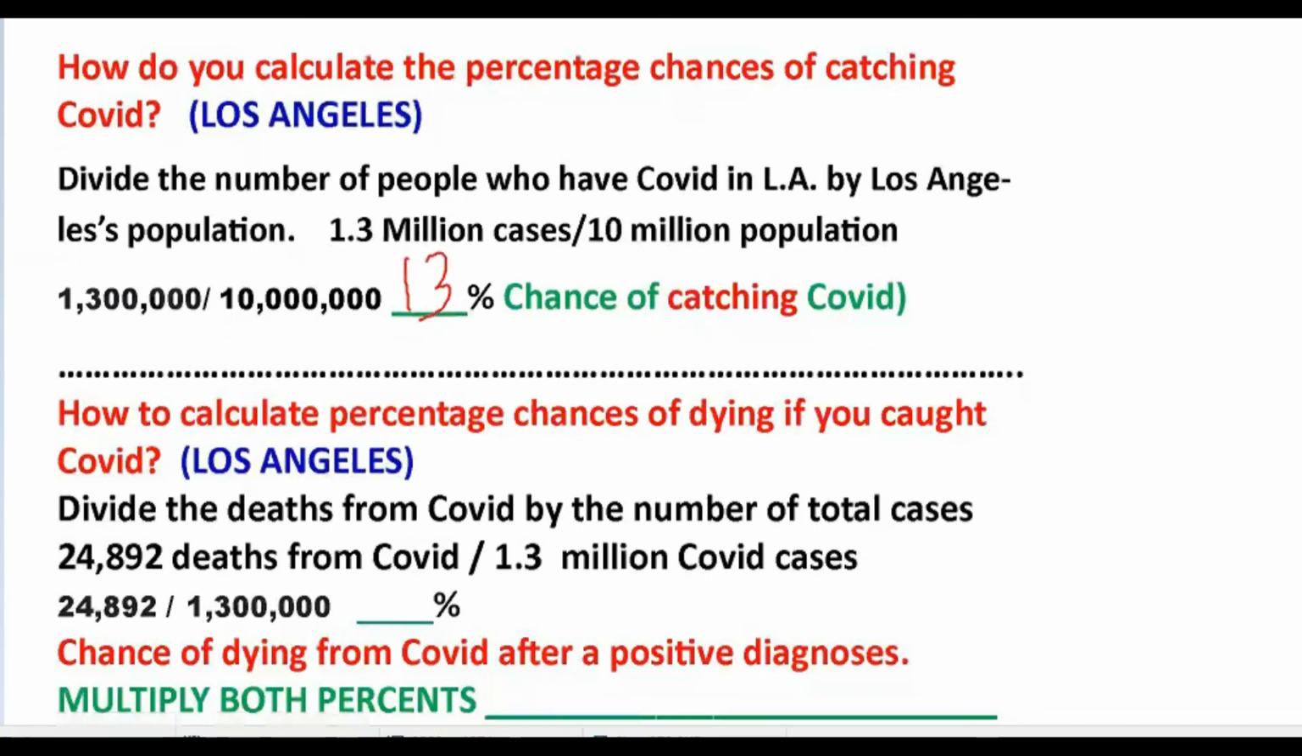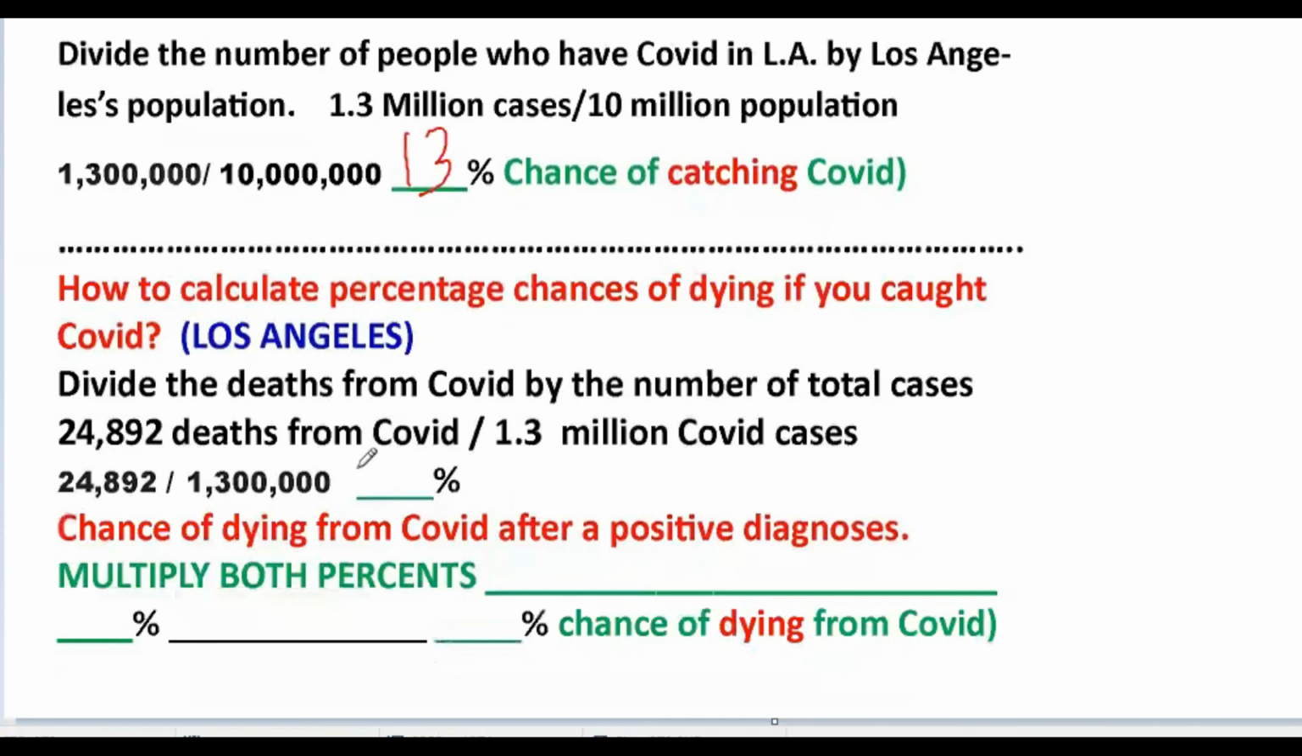What about if you catch it, your chances of dying here in Los Angeles? Okay, let's look at it. We have to divide the deaths from COVID by the total number of cases. We have 24,892 deaths, and we have 1.3 million COVID cases. We do the division there. We're going to get 1.9%.